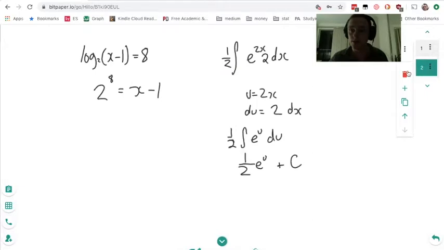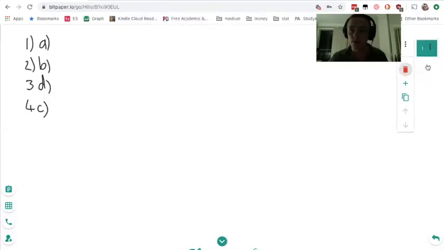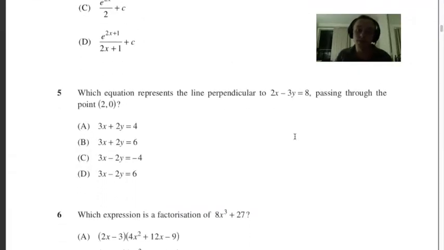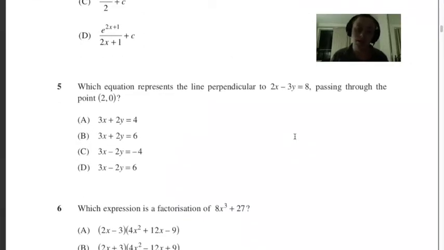And I'm just going to erase page 2, start a new page. Let's continue. Which equation represents the line perpendicular? Okay, immediately we should recognize that if we take the gradients of perpendicular lines and multiply them together, we will always get -1. So that's an important property to recognize in this question. Which equation represents the line perpendicular to 2x minus 3y equals 8, passing through the point (2, 0)?